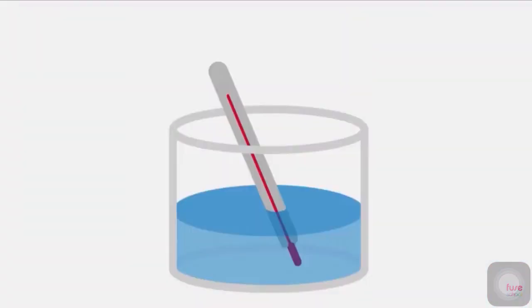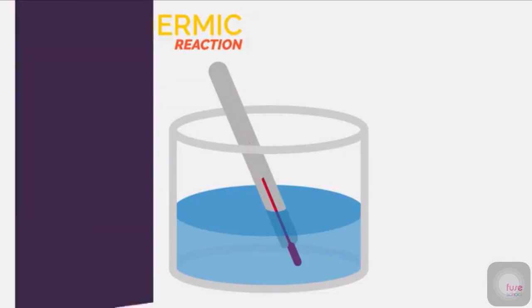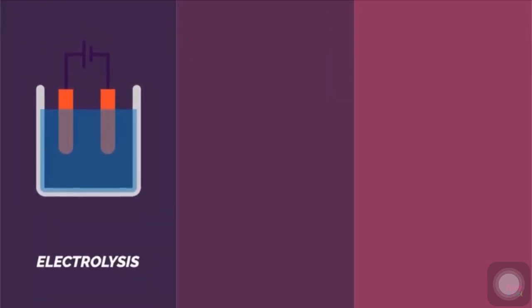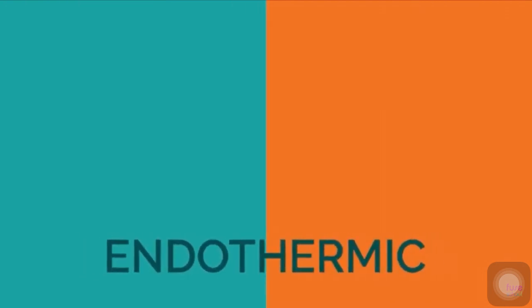Again, we can detect endothermic reactions with a thermometer because the temperature would get colder. Some examples of endothermic reactions are electrolysis, the reaction between sodium carbonate and ethanoic acid, and photosynthesis. Endothermic reactions can also be seen in physical processes.